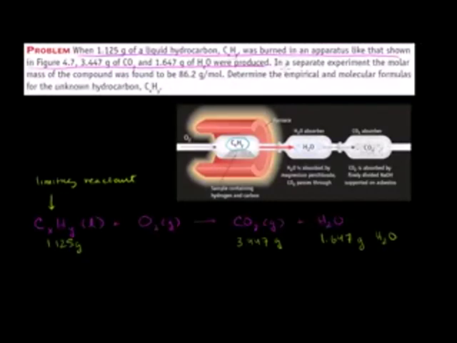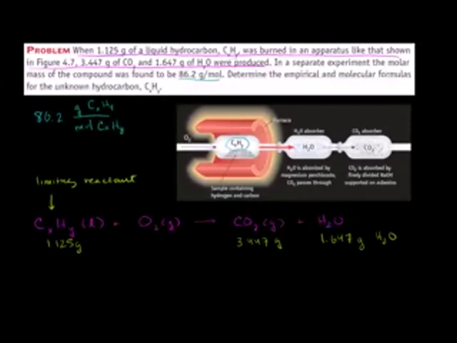They tell us that in a separate experiment, the molar mass of the compound was found to be 86.2 grams per mole. So I'll write that down here. CxHy molar mass is equal to, let me write it this way instead, to go with the convention that I've been using, 86.2 grams of our mystery substance, CxHy, per mole of our mystery substance, CxHy.